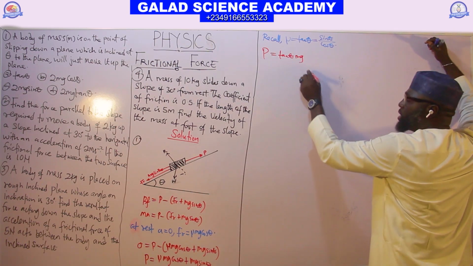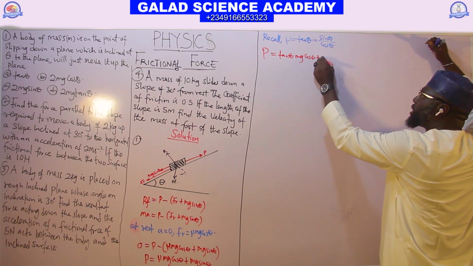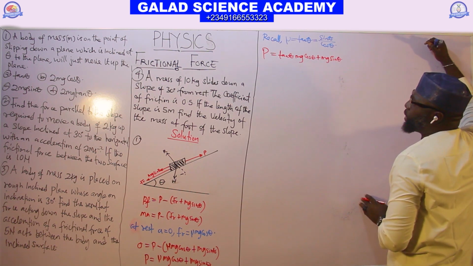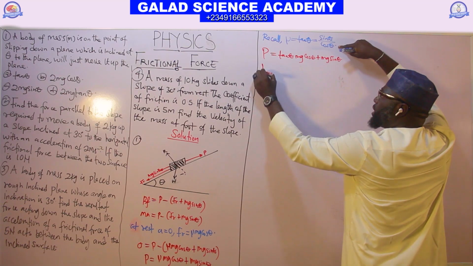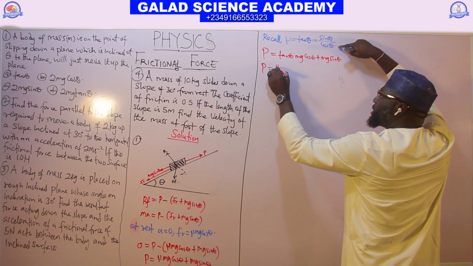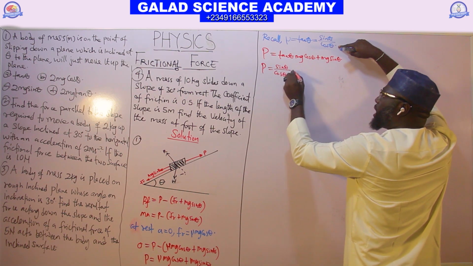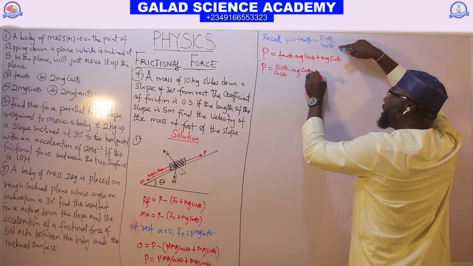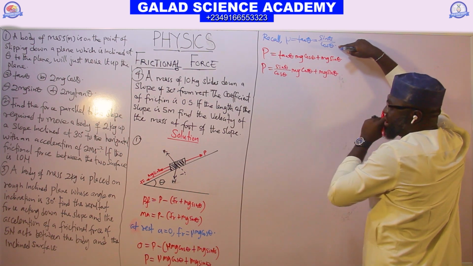mg cos theta plus mg sin theta. But this tan theta is sine over cos. The applied force will be sin theta over cos theta, so we will have mg cos theta plus mg sin theta.